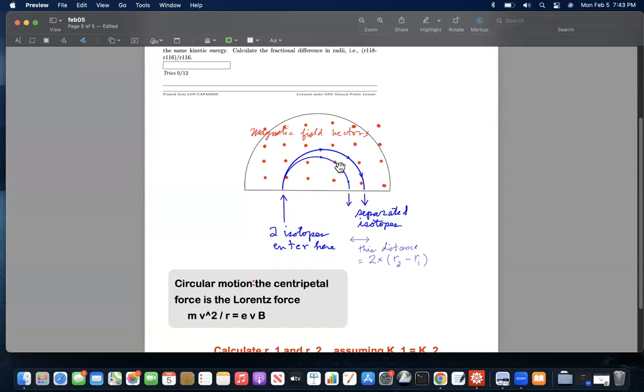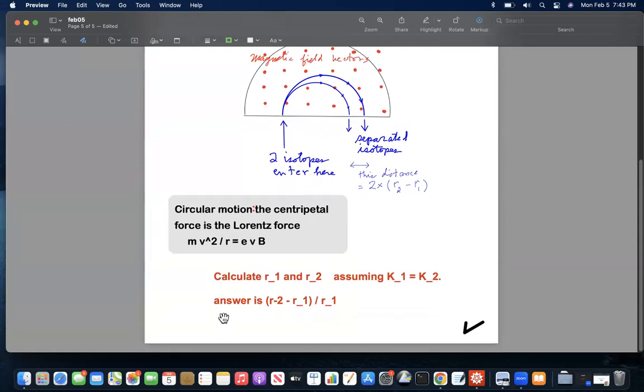The radius of this circle would be R1. The radius of this circle will be R2. So this distance, I guess, would be the diameter 2R2 minus the diameter 2R1. So it would be 2 times (R2 minus R1). So measuring this distance gives R2 minus R1. Now the fractional difference is (R2 minus R1) divided by R1. It's the difference divided by the smaller one that gives you the fractional difference.